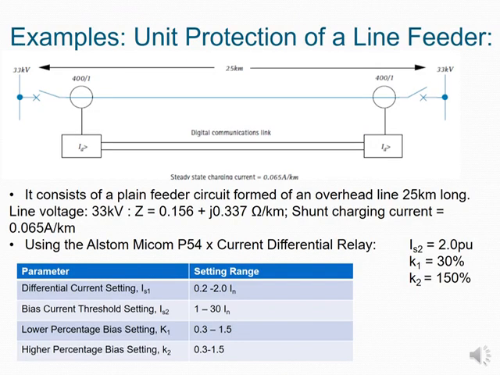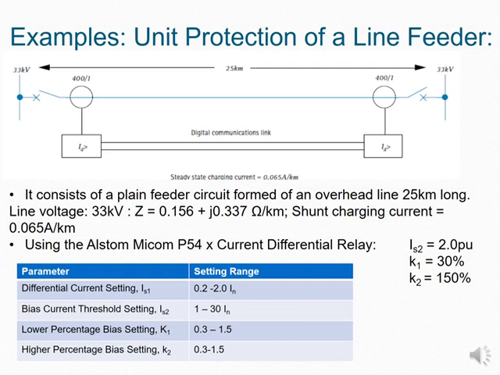As we complete lesson 2, we complete it with the example shown in the prescribed textbook, where you have a line. It's a small line because it's 25 kilometers, but they've decided to utilize a digital communications link, although you could also have utilized a pilot because it's less than 50 kilometers. They give you the impedance of your line and the shunt charging current of your line, and they tell you the type of differential relay being utilized.